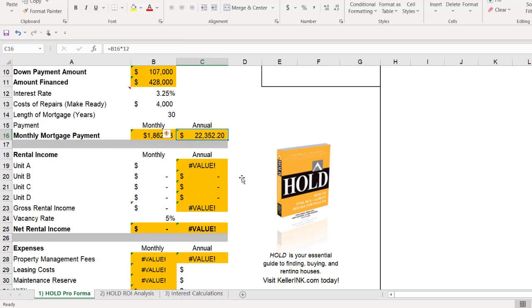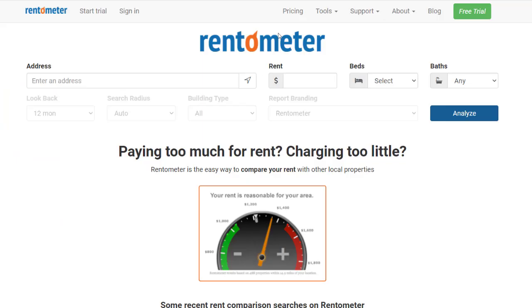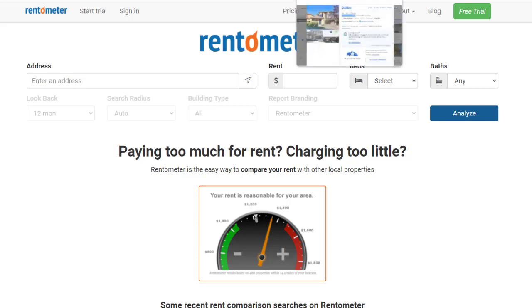So now we get to the good part, where we analyze the rental income for the property as well as the expenses. I am going to show you a website that I generally use to determine roughly what the property will rent for today. That website is called Rentometer.com. I will link to that in the show notes as well.